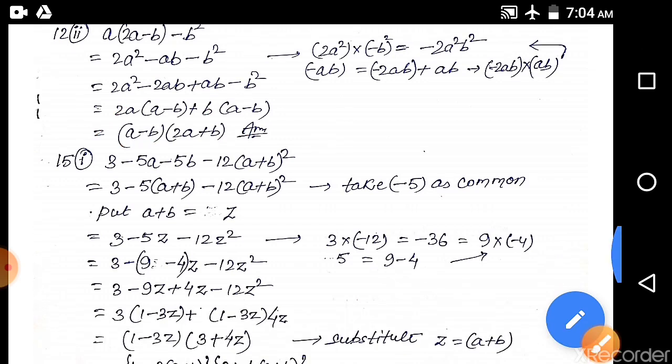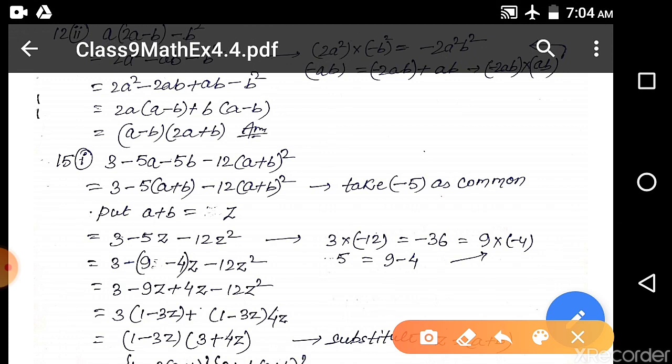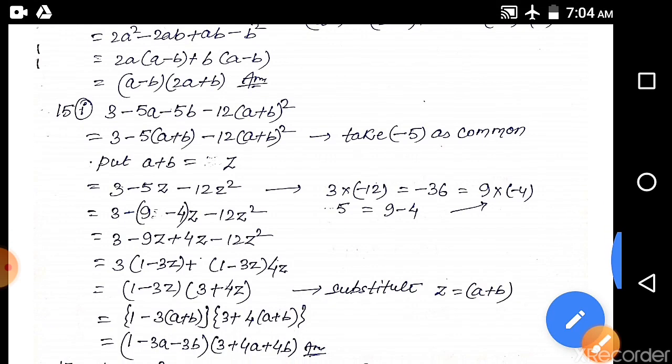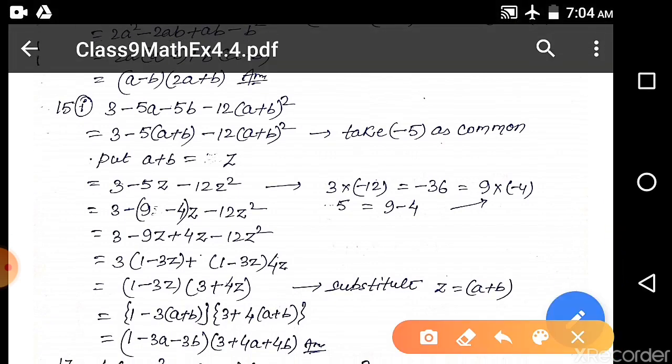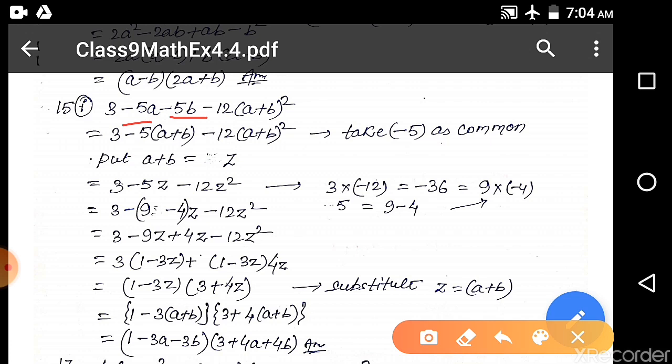Now you can solve the next questions, that means question number 14, 13 also, by seeing this solution. See, the question number 15 part 1 is solved here. We have the question as 3 minus 5a minus 5b minus 12 times a plus b whole square. Try to think. Here we have minus 5, here we have minus 5. That means minus 5 can be taken common. And what is left after taking minus 5 common?